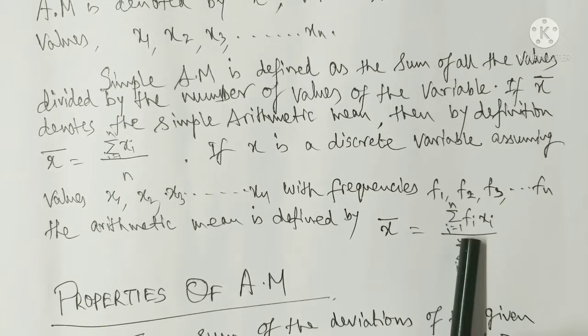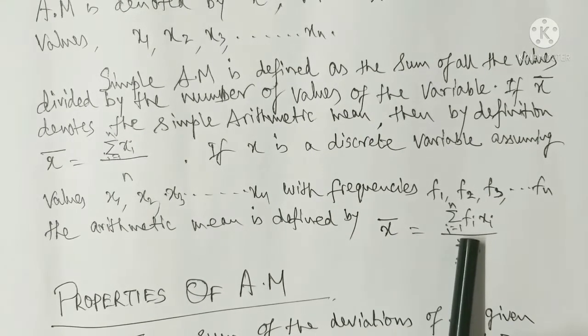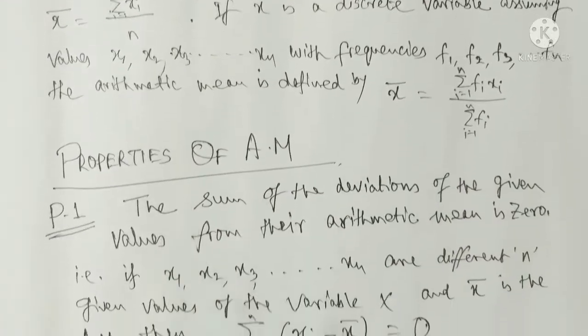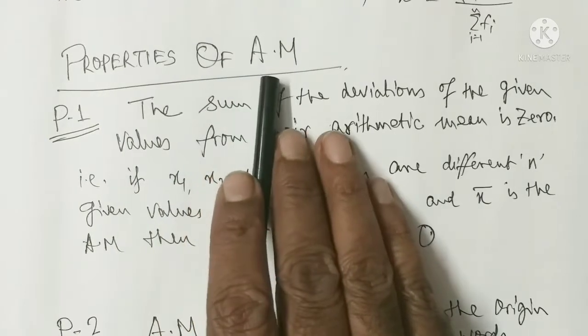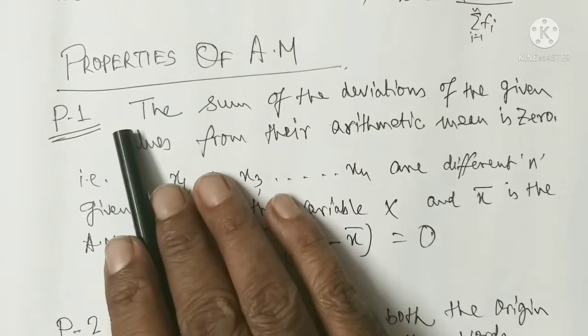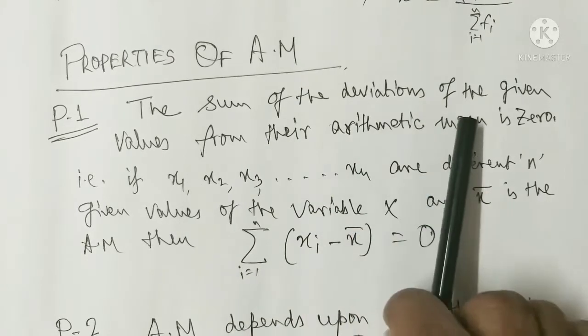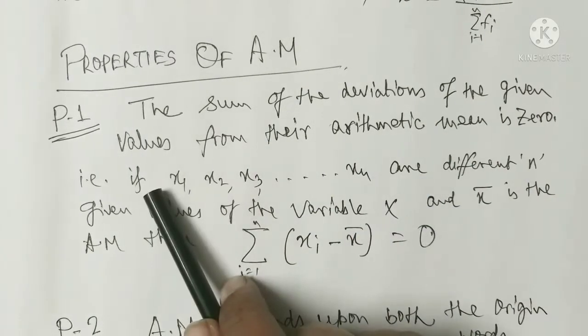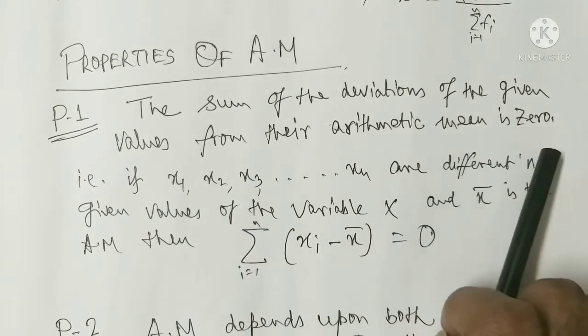Now we mention different properties of arithmetic mean, by which the total concept of central tendency and arithmetic mean will be made clear to the students. Properties of arithmetic mean. Property 1: the sum of the deviations of the given values from the arithmetic mean is 0.